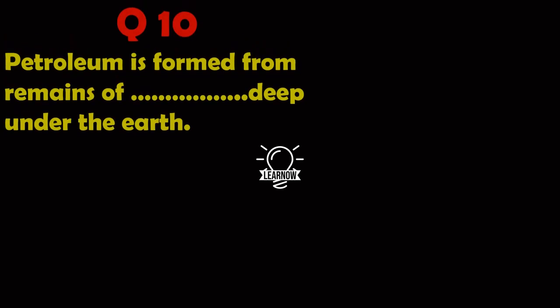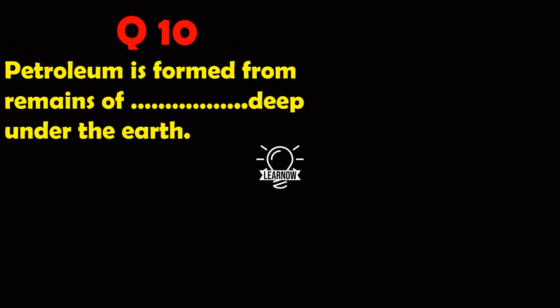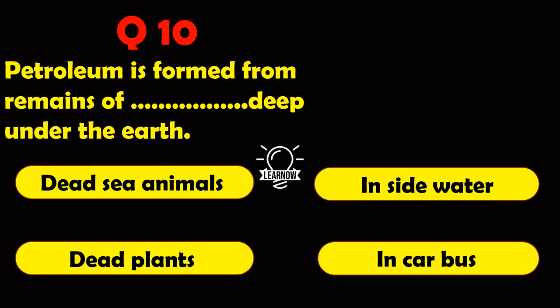Question number 10. Petroleum is formed from remains of dash deep under the earth. Is it dead sea animals? Is it inside water? Is it dead plants? Or is it in car or bus? All right, let's find out the correct answer.